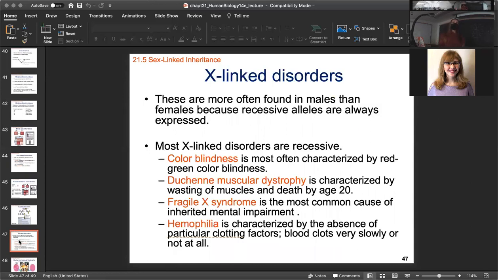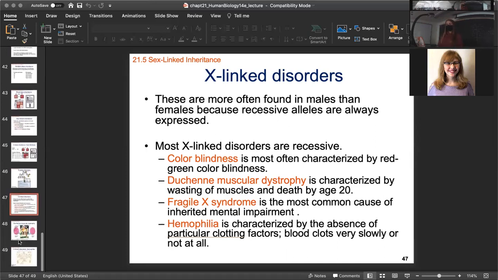But that doesn't mean that for females, because the female could inherit a dominant X from the father and a recessive from the mother, so there's less chance of a female having an X-linked recessive disorder. You guys can read through those.